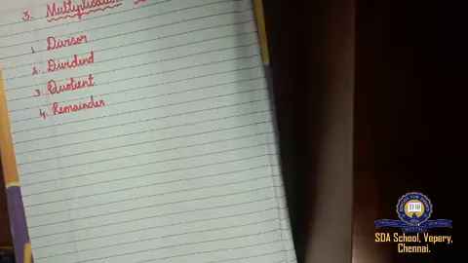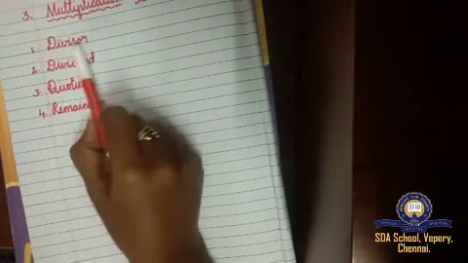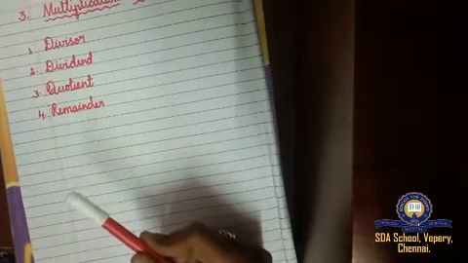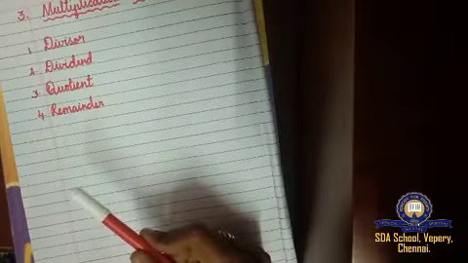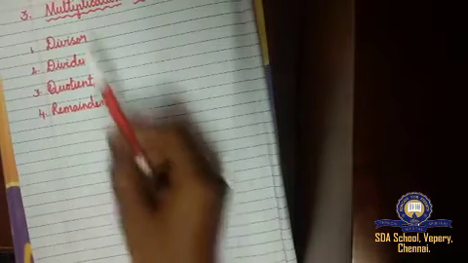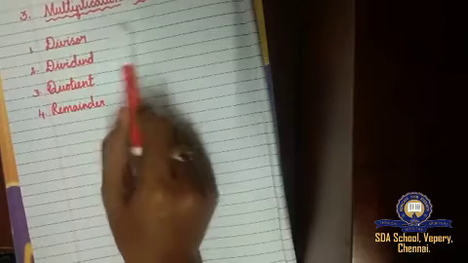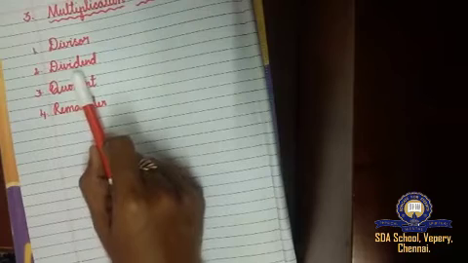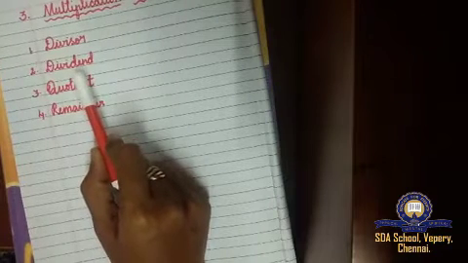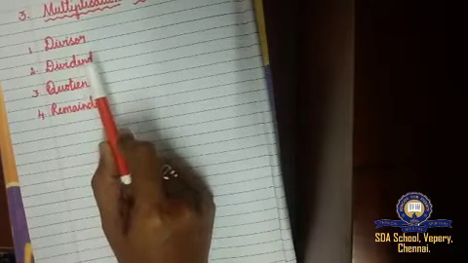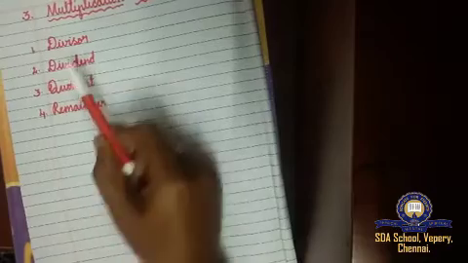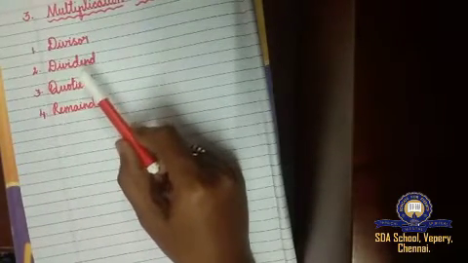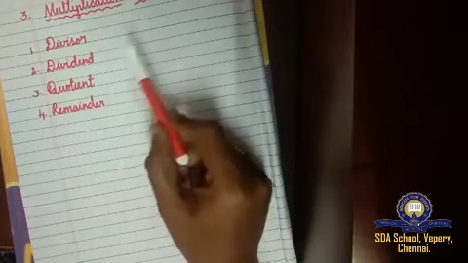Now I am going to tell you what is divisor. Divisor means a number by which another number is to be divided. So this divisor needs another number to be divided. Next one is dividend. Dividend is a number to be divided by another number. Almost divisor and dividend are the same. Both divisor and dividend need another number to be divided.